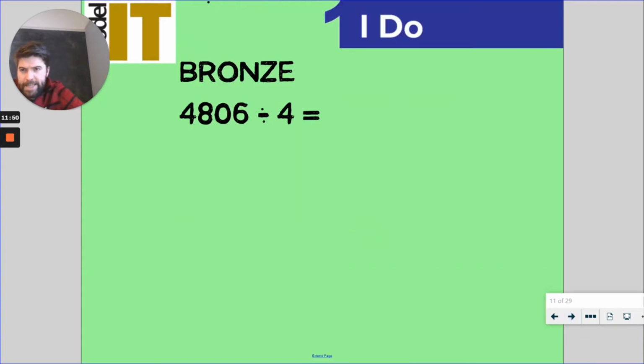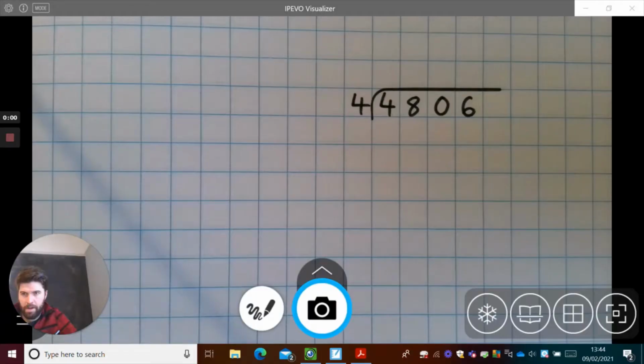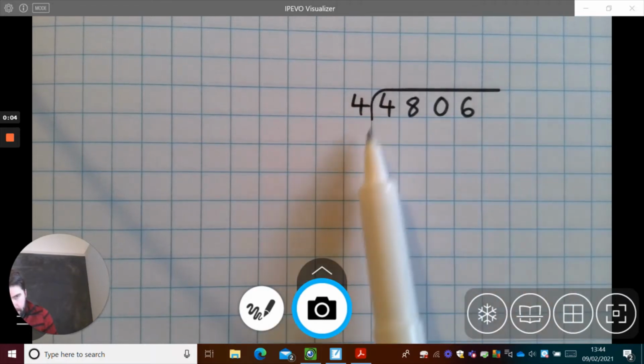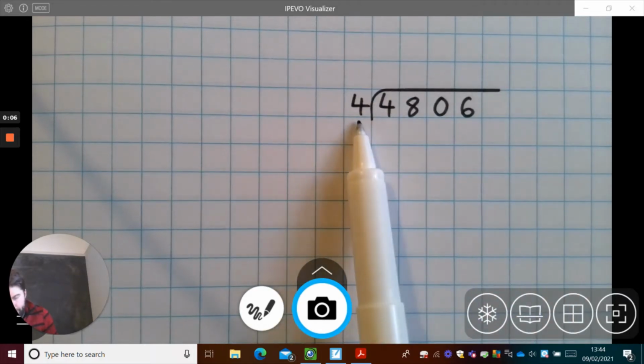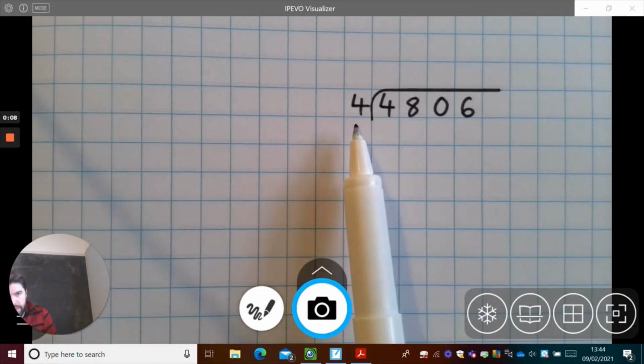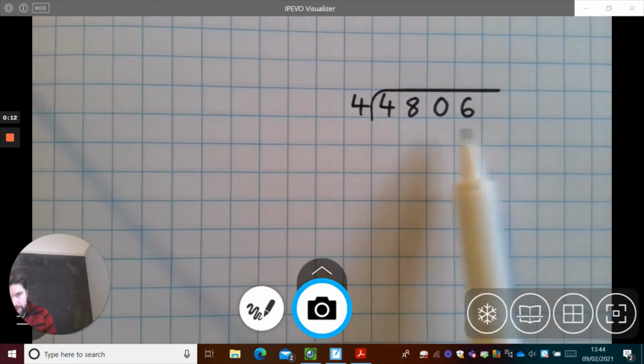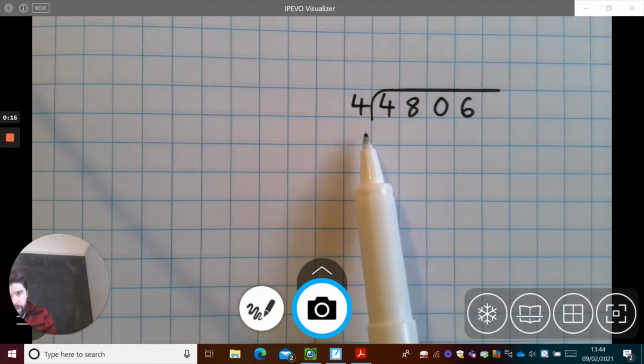So bronze for today, we're going to find the remainder and we're going to show it as an R remainder. I'll show you what that looks like now under the visualizer. Okay, so I've got 4,806 underneath my line with 4 over to the left hand side of it. So that tells me I'm going to be taking 4,806 and dividing it into 4 equal parts.